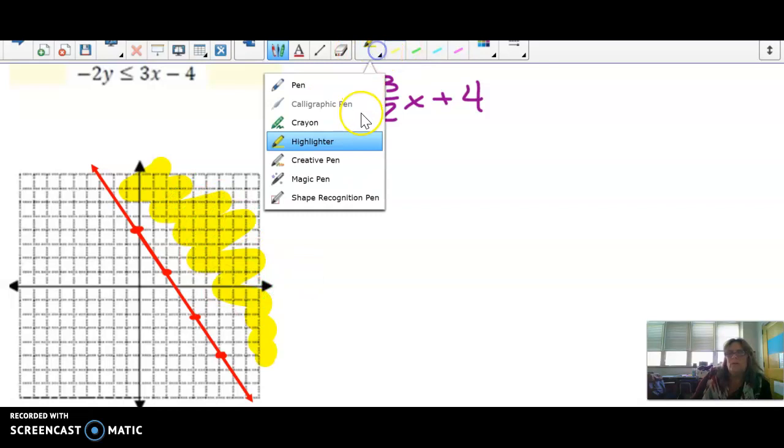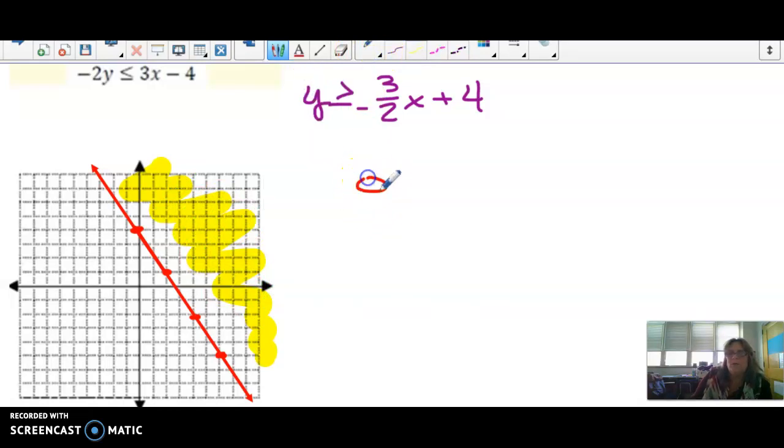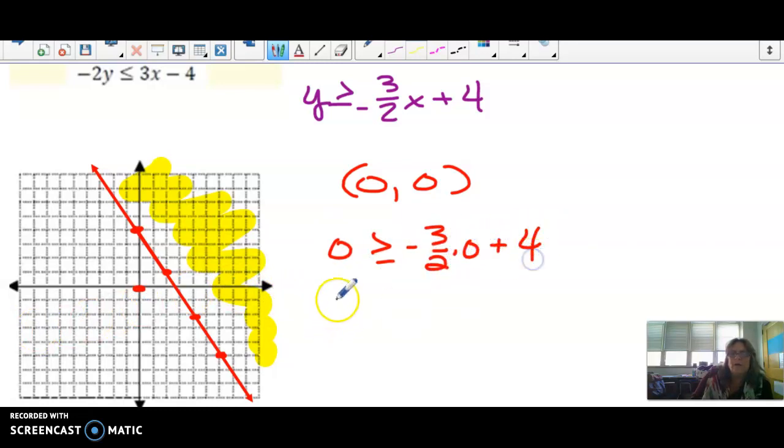Again, we could do the same thing. We could pick the same point, 0, 0, and plug it in, see if it makes a true statement or false statement. Hopefully it'll make a false statement because we didn't shade on that side. Is 0 greater than or equal to -3/2 times 0 plus 4? Is 0 greater than or equal to 4? No, that's not. So we shade on the other side.